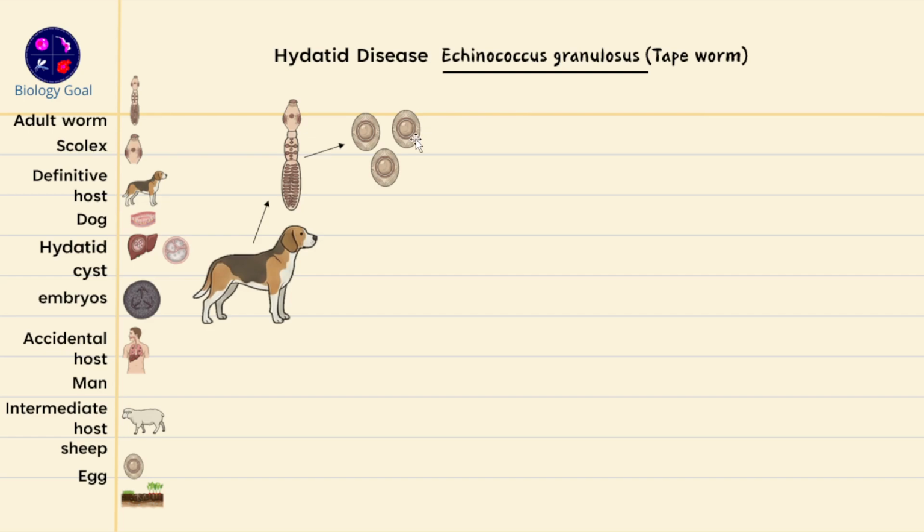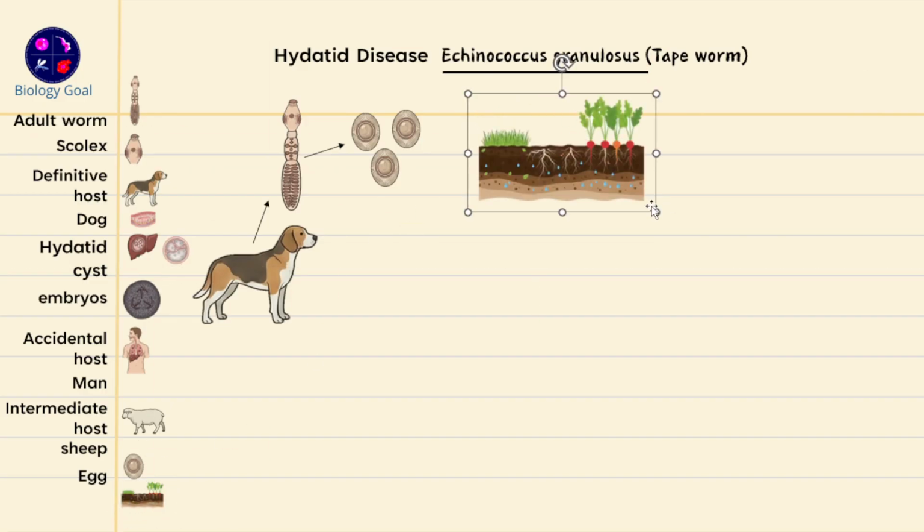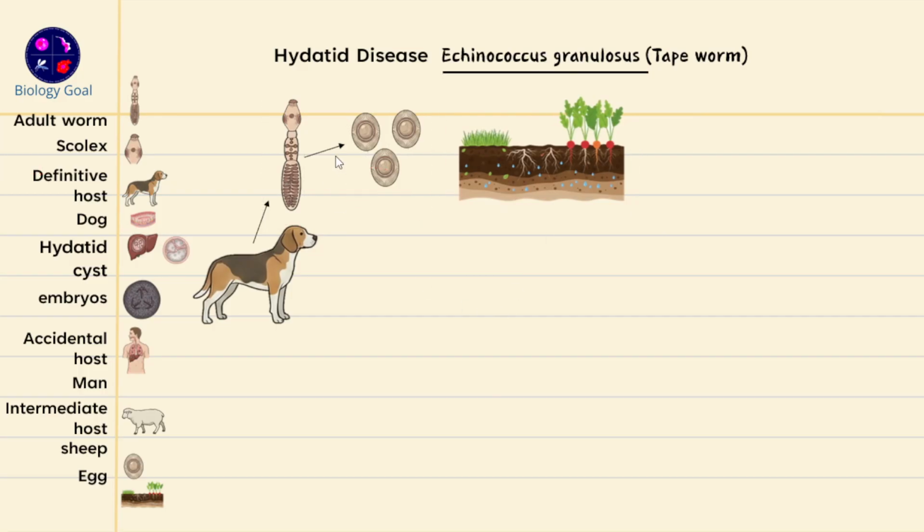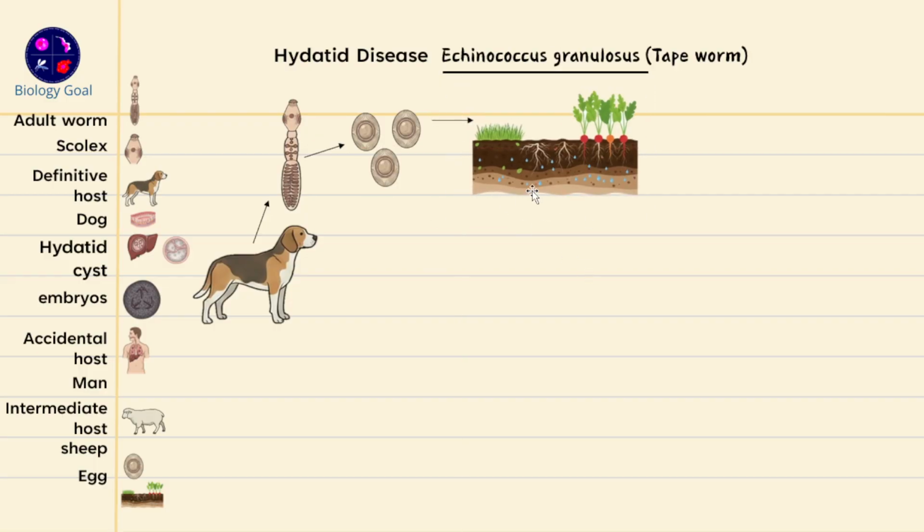Now what will happen? The eggs will be released in the environment. So let's imagine this is the environment. We have grass, soil, and plants over here. They're going to get contaminated with these eggs, right? So this is how our environment is going to get contaminated, and from here the issue is going to start.